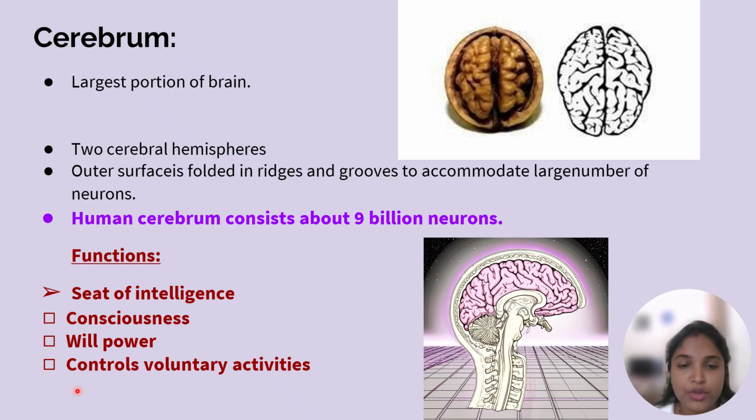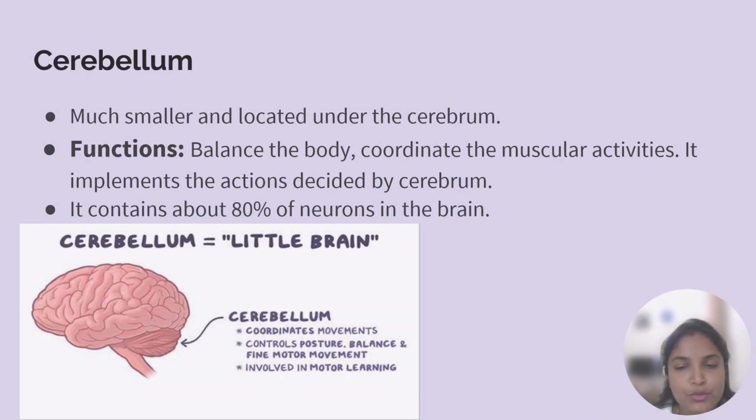Suppose you are going to read, study, play, eat, all your voluntary activities are controlled by the cerebrum. Now let's move to the next one, which is the cerebellum.